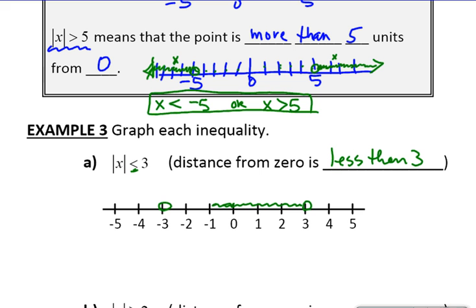All of these are less than 3 away. Oops, went too far over, didn't I? Less than 3 away from 0. And then going the other direction, these are less than 3 away there. So smaller than 3 units from 0. So when I interpret that algebraically, I know it starts at -3. Here's my x's here in the middle. That's less than, so -3 is smaller than the x, and the x is also smaller than the 3.